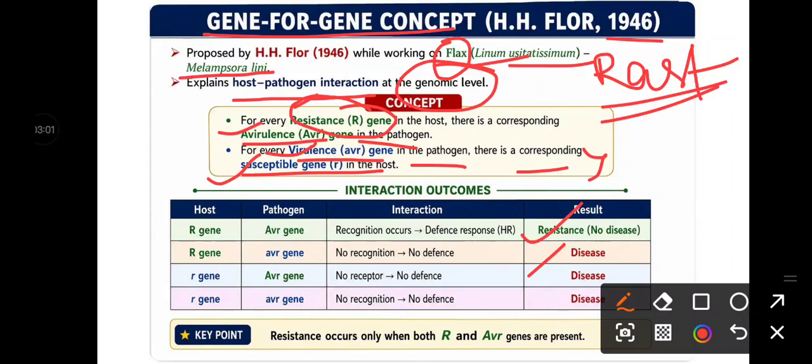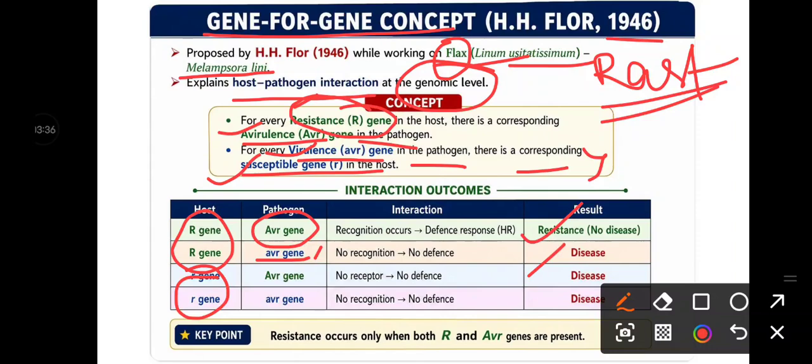So these are the genes. We have 2 possibilities in the plant: either the resistance gene is present or absent, and absent means the susceptible gene is there. In the case of the pathogen, either the virulence gene is there or the avirulence gene is there. So 4 cases are there. Here either the R gene is present or the R gene is absent, and the AVR gene is present, or the small avr means the virulence gene is there.